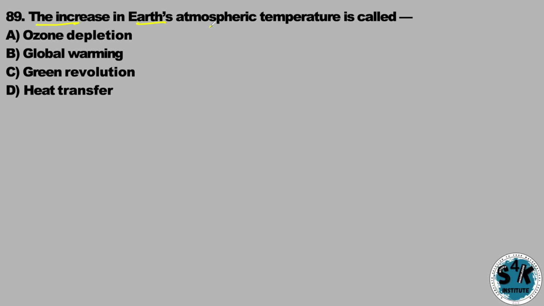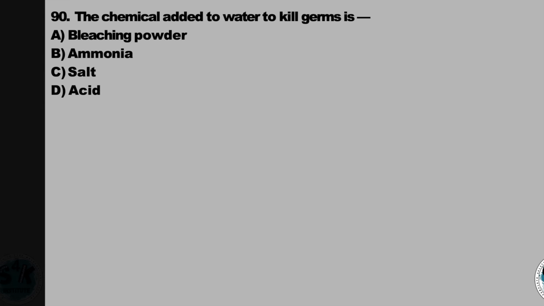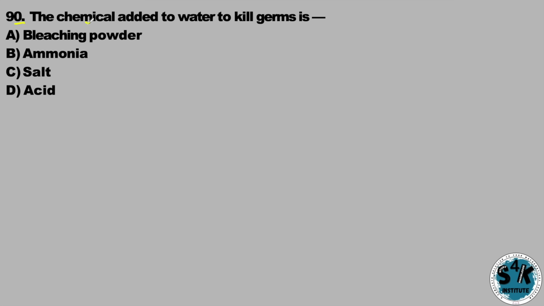The increase in Earth's atmospheric temperature is called, what do we call that, global warming. What is ozone depletion, what is green revolution, what is heat transfer? Please go through these terms. Okay. The chemical added to water to kill germs is bleaching powder.